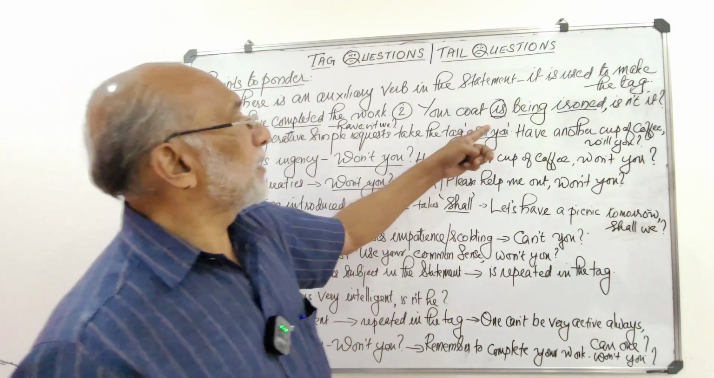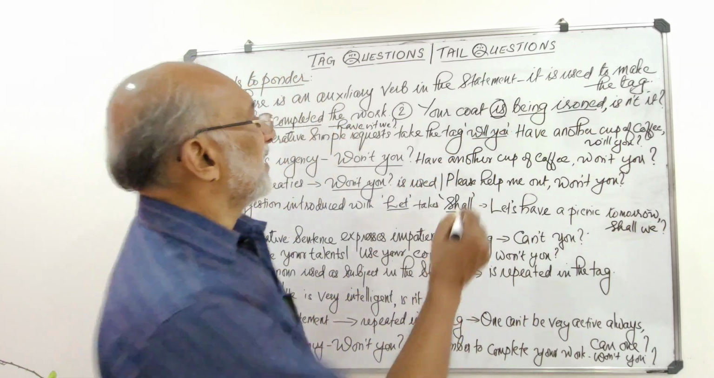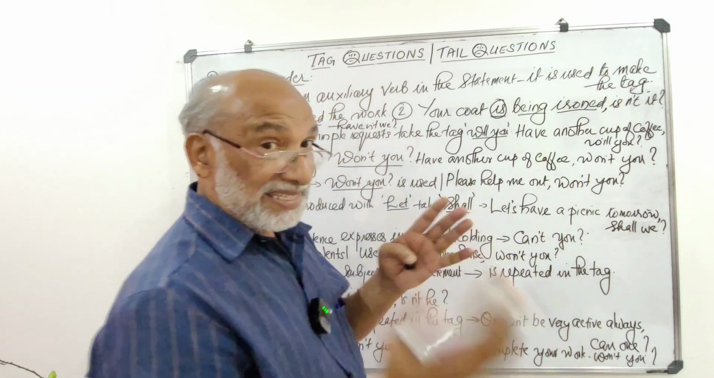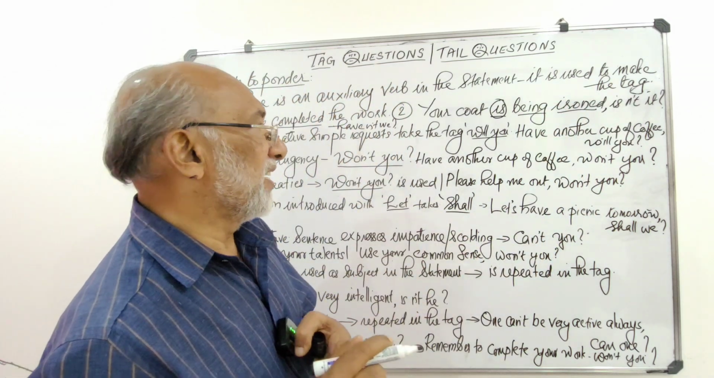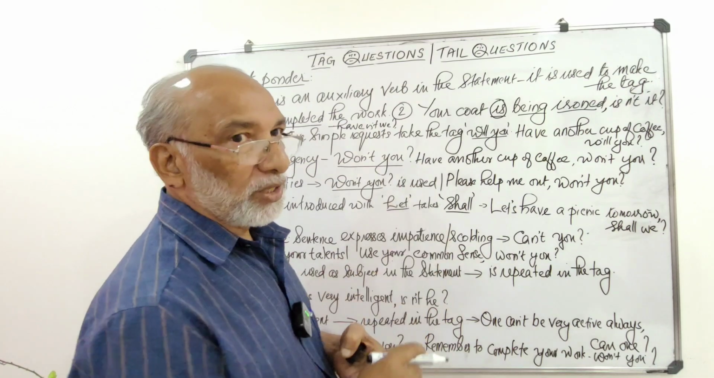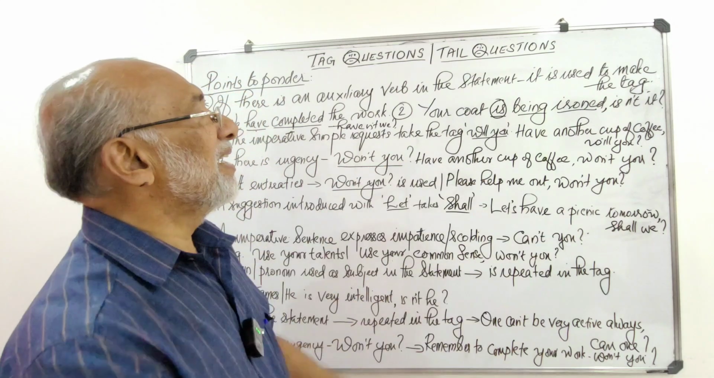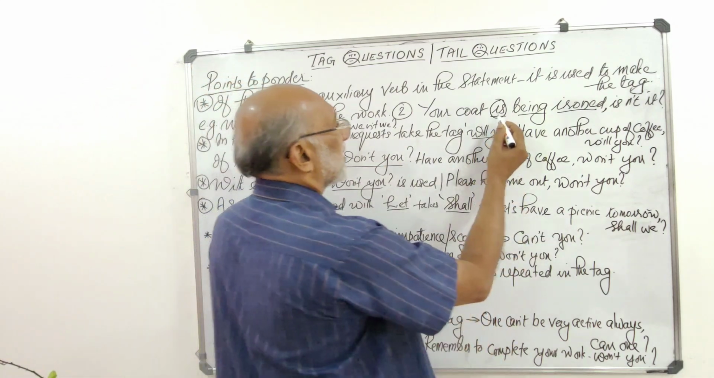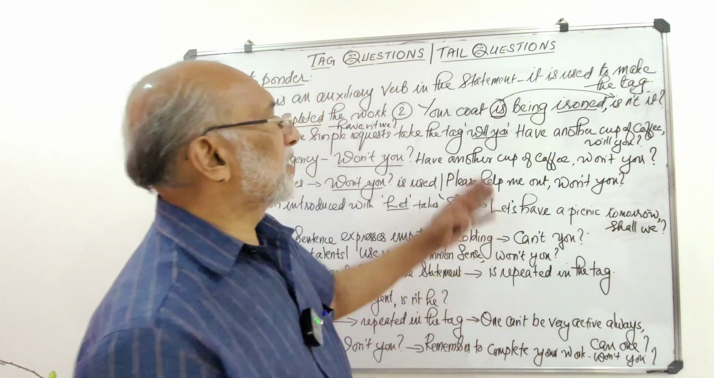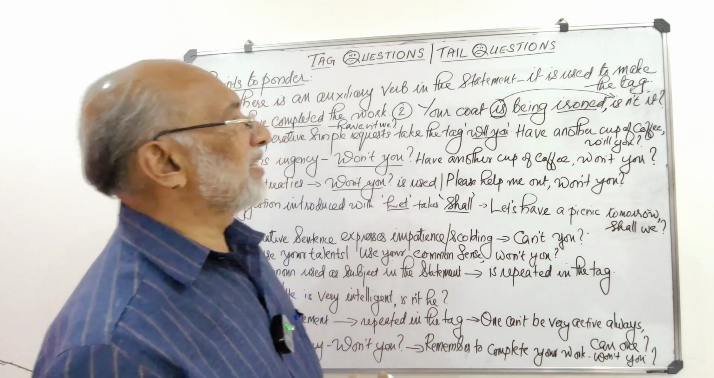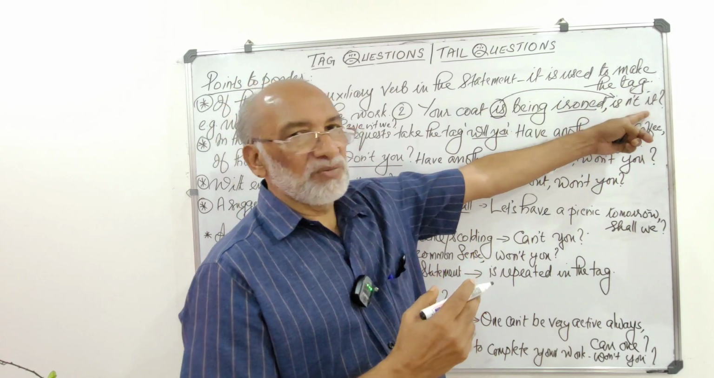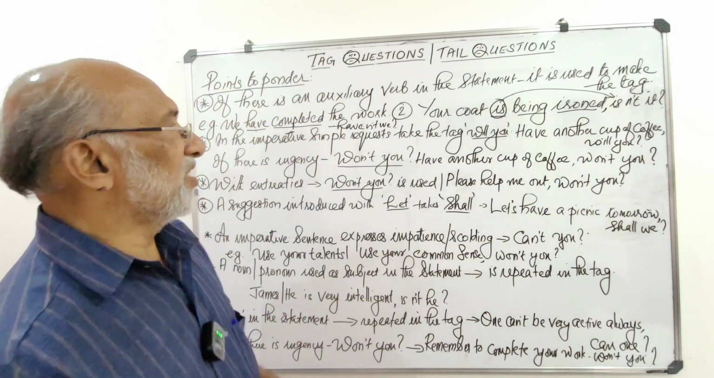Your coat is being ironed. Here, is is the auxiliary verb, and being ironed is the passive form of present continuous tense. Okay, he is ironing your coat. Your coat is being ironed. Then naturally this auxiliary verb is used to frame the question tag. It's a positive statement, so not is added. Then coat is the subject. It is substituted with the personal pronoun it, isn't it?